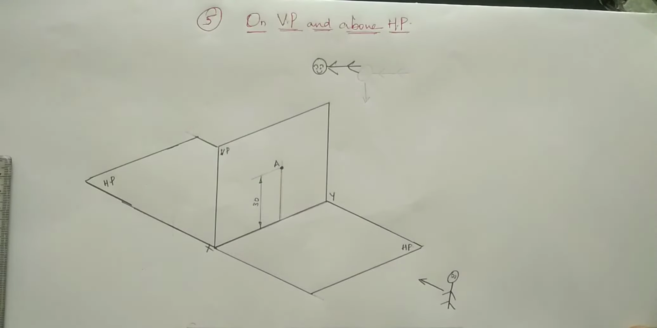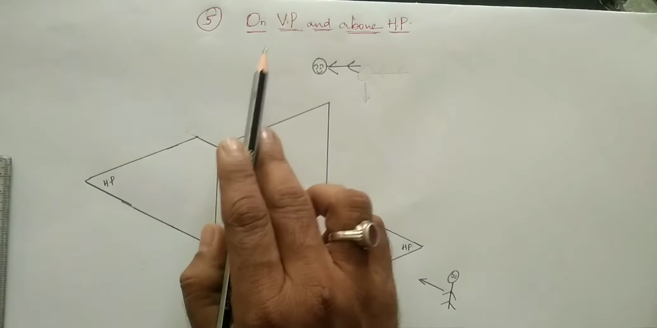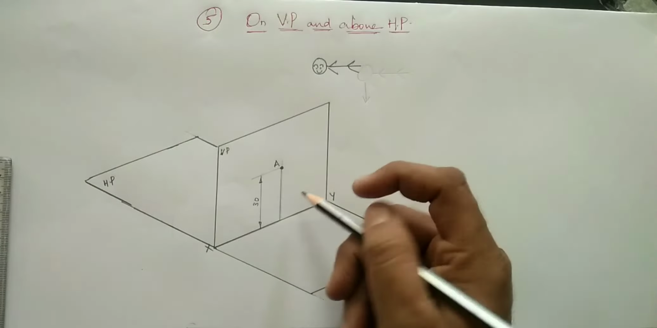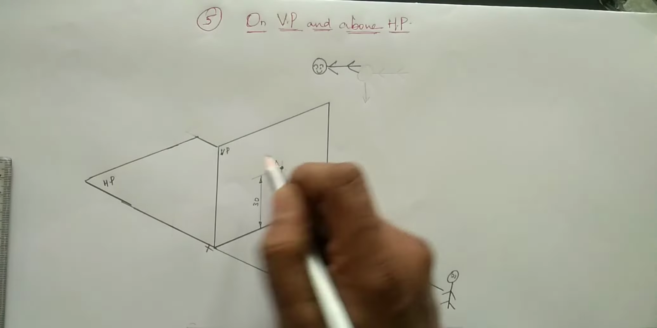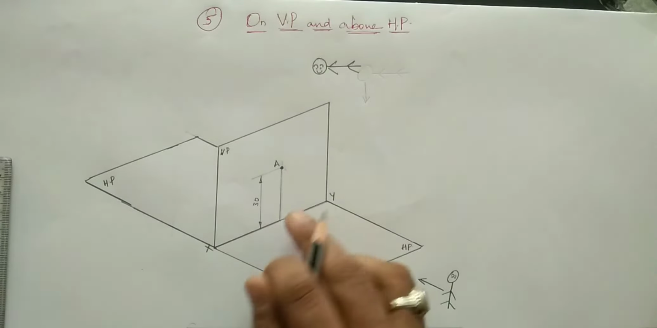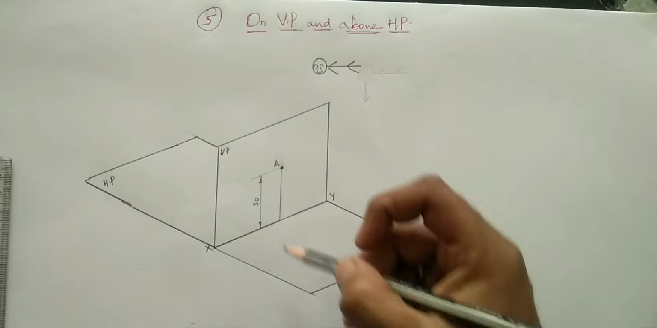In this video, I am going to explain how to draw the projection of a point when it is situated on the vertical plane and above HP. So right now, in the three-dimensional representation, a point A is situated on the vertical plane and it is 30 mm above HP. So where is it about to be?